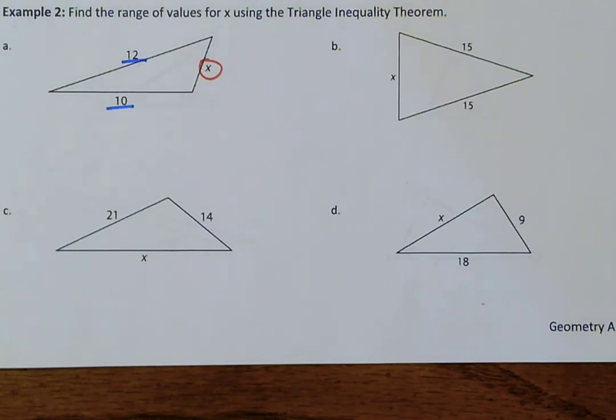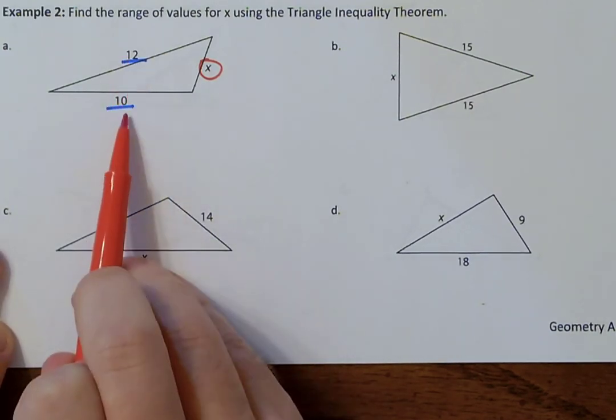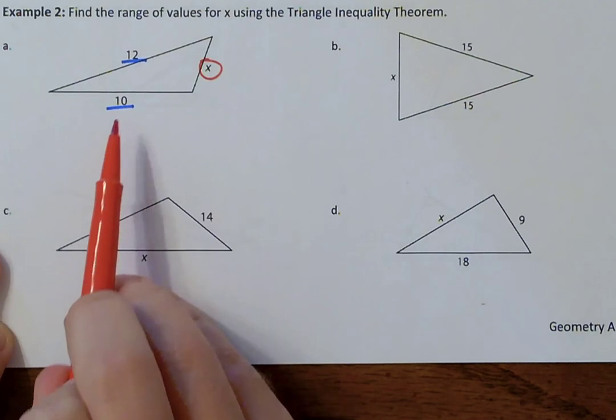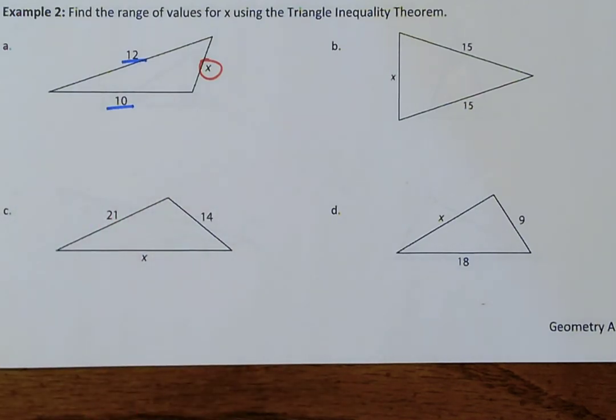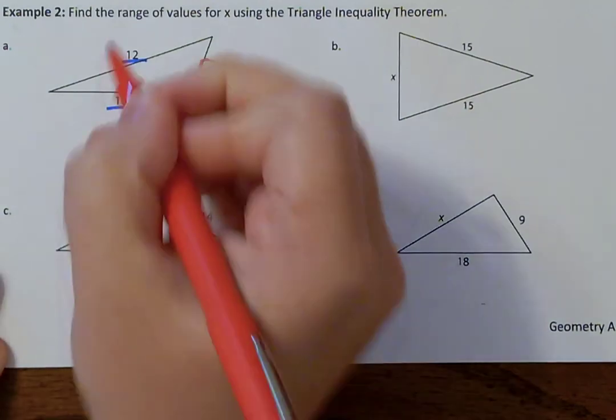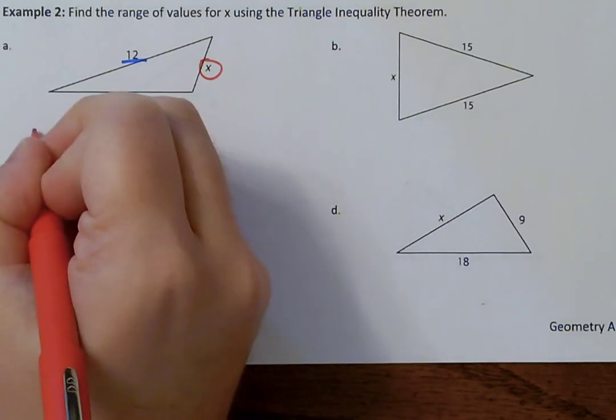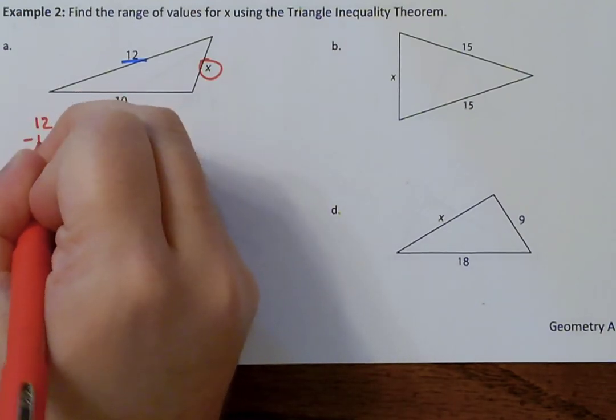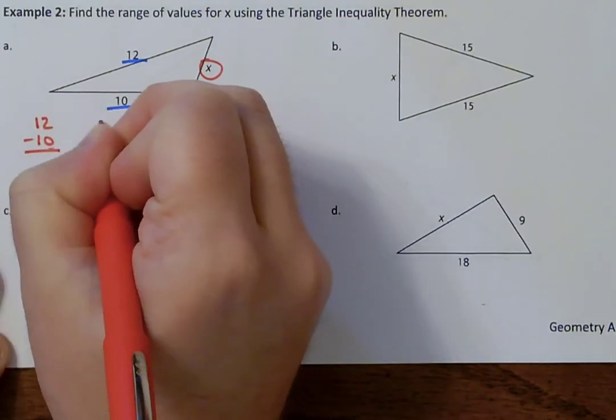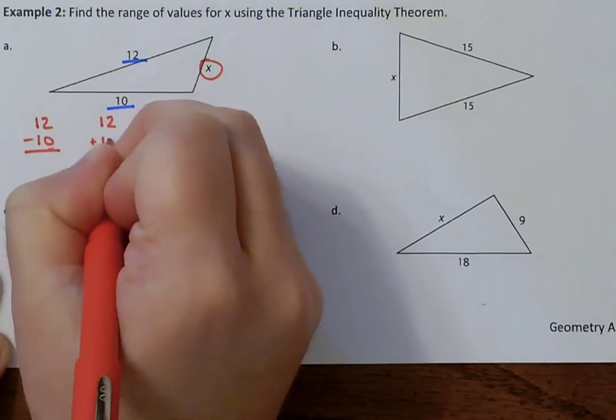Now, we're going to use the triangle inequality theorem in essence, but we're not going to use it in terms of going through step by step to solve this. What we're going to do is take the two numbers for the other two side lengths, 12 and 10, and we're going to do two simple things with those two numbers. We're going to subtract them, and then we're going to add them together. So if we take 12 and 10, we're first going to do 12 minus 10, and then we're going to do 12 plus 10.